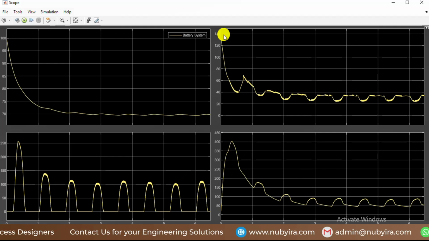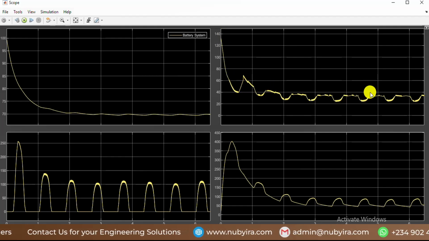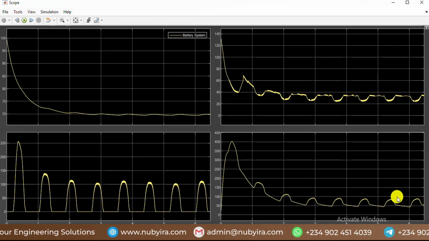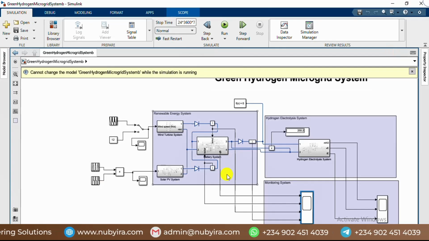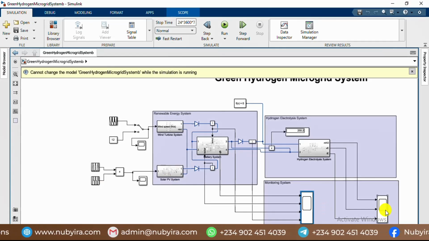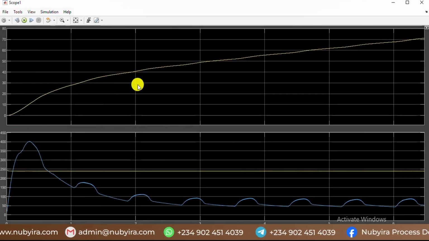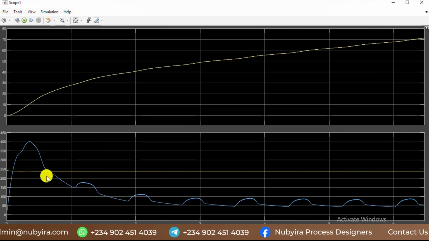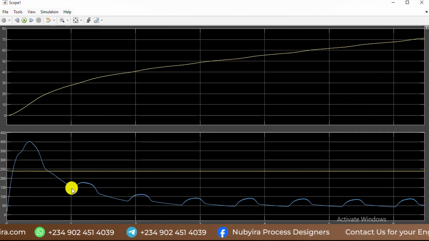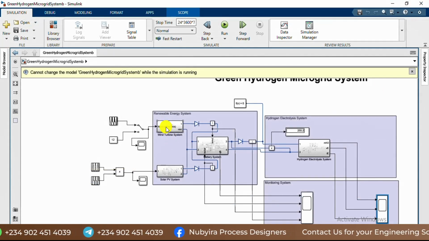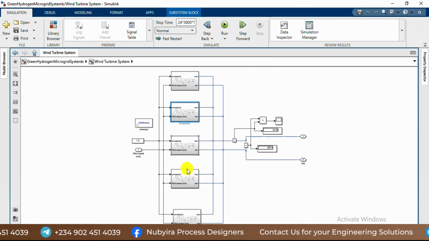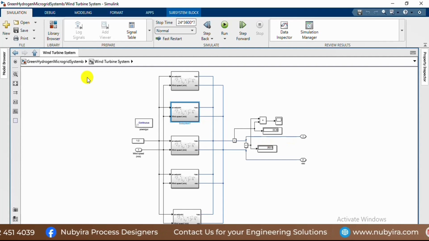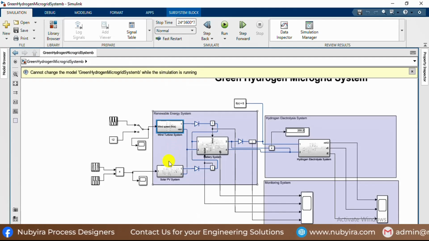You understand? Then this is for the wind farm. This is for the solar, while this is the total current that is going to the load, which is the electrolyzer system. Then if you go to this place, this is also producing 70 kilograms per hour. You understand? And the voltage is given, and the current is also given. Then you have this one, two, three, four, five wind turbines, and the power that each of them is giving is also available.